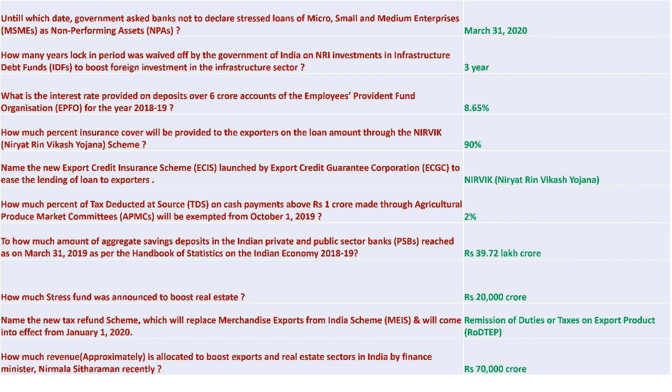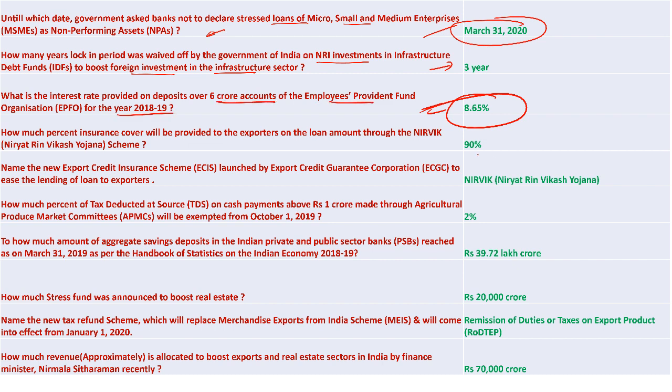Until which date has the government asked banks not to declare the stressed loans of micro, small and medium enterprises as NPA? That's restructuring till 31st March 2020. It will not be in the NPA category, but after that, what makes us think the amount will actually be repaid? How many years is the lock-in period? That's 3 years, by the government of India on NRI investment in infrastructure, to boost foreign investment in the infrastructure sector. 8.65, this again is an important rate, on deposits of over 6 crore accounts of the Employee Provident Fund for the year 18-19.